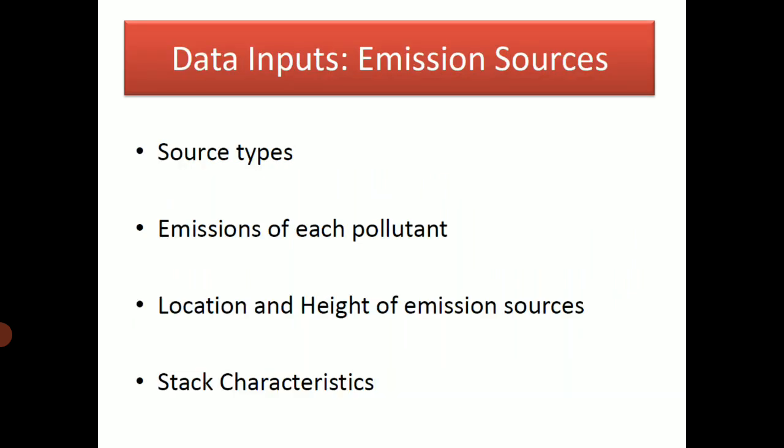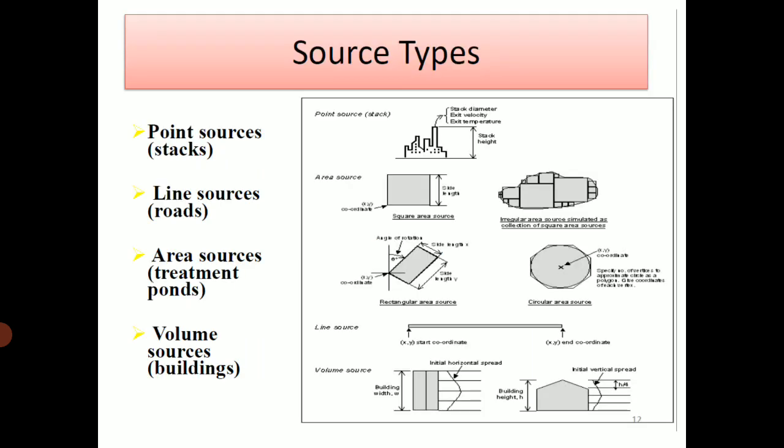So the data inputs that are required for an atmospheric dispersion model are the type of the source, the emissions of each pollutant, the location and height of the source, and also the stack characteristics. And there are several types of sources. It can be a line source such as vehicles, or a point source such as stacks or chimneys. It can be an area source like treatment ponds, or a volume source like buildings. So the estimation of pollutant concentration depends upon the type of source also.